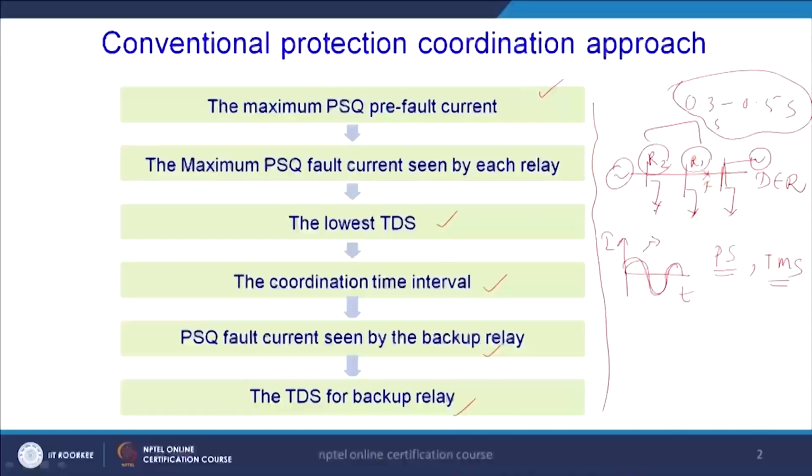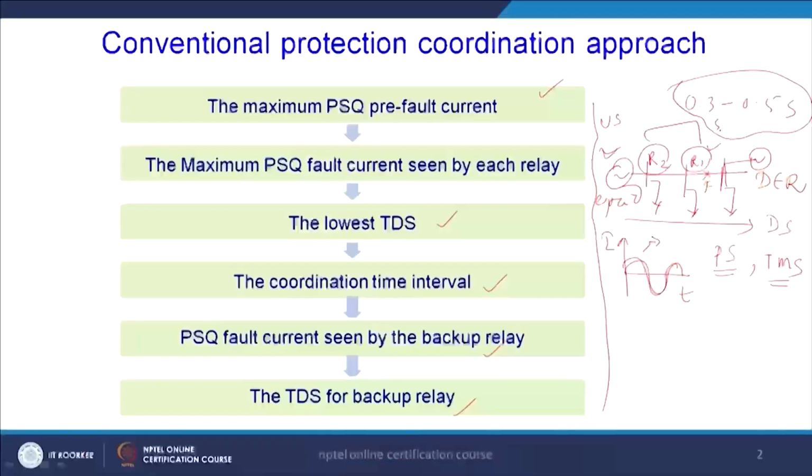Initially the primary relay will see the maximum fault current. What is the maximum fault current? That should be calculated, along with its corresponding TMS. Let me clarify one point: in a radial network, this is the upstream where the grid is present, this is the grid and this is my upstream side, and this is my downstream. The power is, let us say, flowing from the grid side towards the load side or load centers.